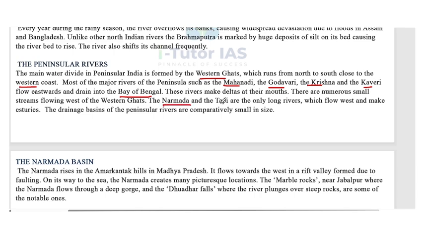The Narmada and the Tapi are the only long rivers which flow west and make estuaries. Okay, so we know that most of the peninsular rivers are east flowing. That is the Mahanadi, Godavari, Krishna, Kaveri, etc. But the Narmada and the Tapi are the only long rivers which flow west and reach the Arabian Sea. The drainage basins of the peninsular rivers are comparatively small in size.